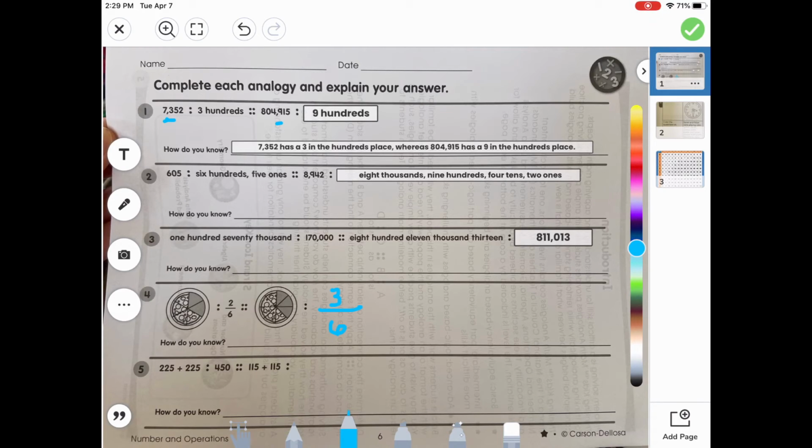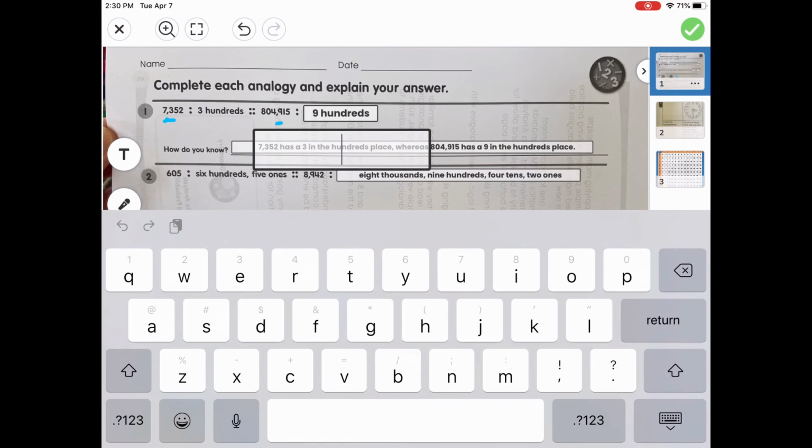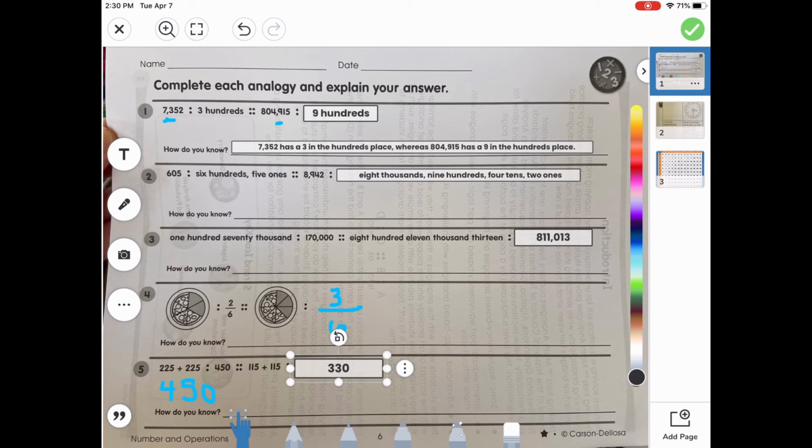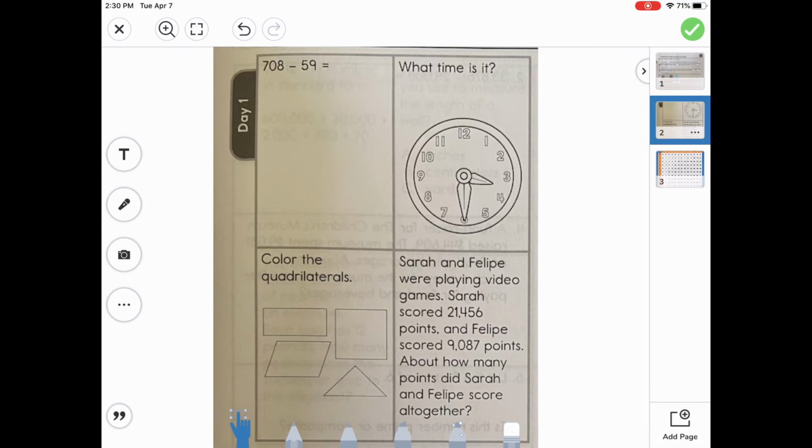And lastly, number 5, 225 plus 225, well, that equals 450, is to 450, as 115 plus 115 is to 330. All right, I hope that those analogies went well for you today. I'm also going to go over the answers to the next page that I had assigned in Seesaw, just to make sure you feel totally comfortable with those problems.